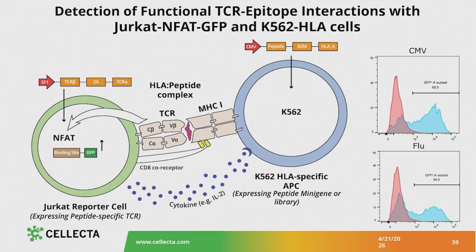K562 cells are good because they don't have any HLA, so you can clone any HLA you want, and the peptide in the form of a minigene or a fusion between HLA, beta-2 microglobulin and peptide, or use synthetic peptide with the K562 expressing the HLA complex. So the combination of these cells really allows you to identify if there is a functional interaction between peptide and T cell receptor, as shown here on the right of the slide for a CMV T cell receptor.